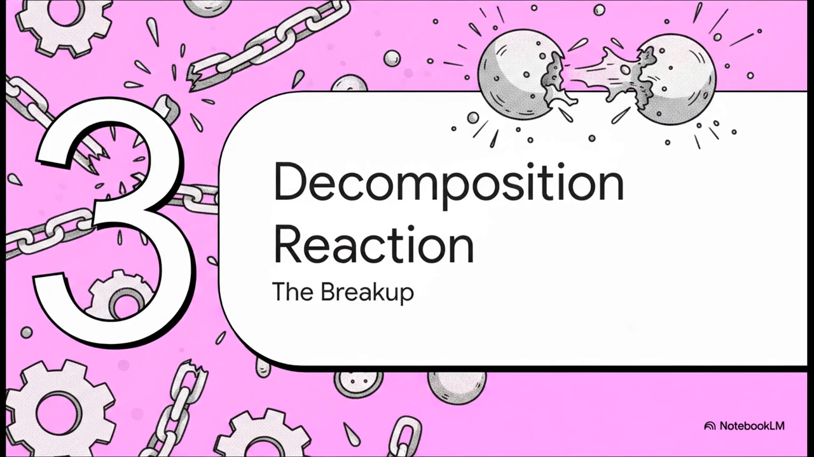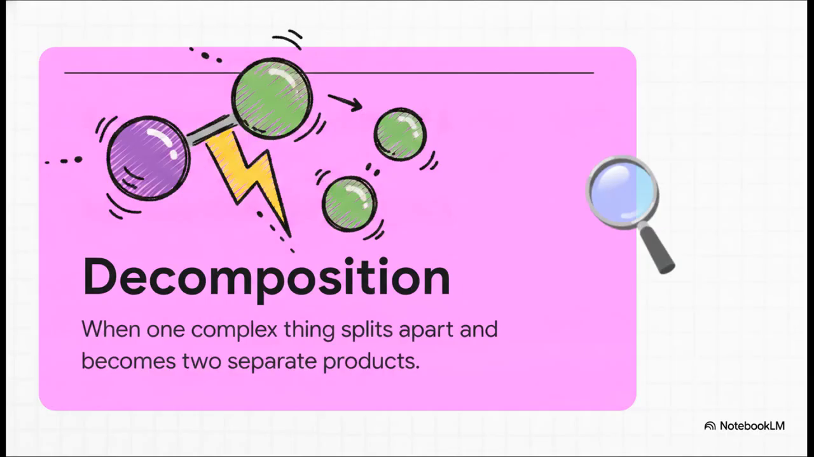Which brings us to Section 3, decomposition, the breakup. As you might guess, this definition completely mirrors the previous one. A decomposition reaction is basically when one complex thing splits apart and becomes two separate products. You're starting with a single, complex compound, and the reaction fractures it. The bond is officially broken.